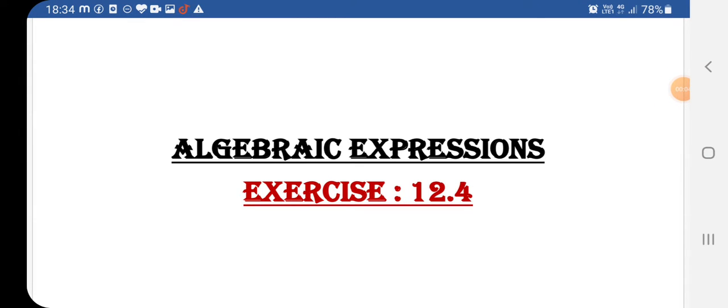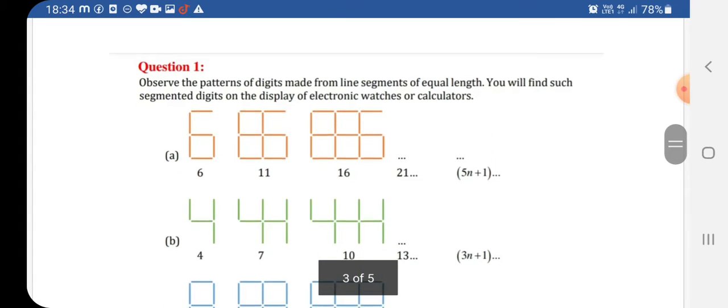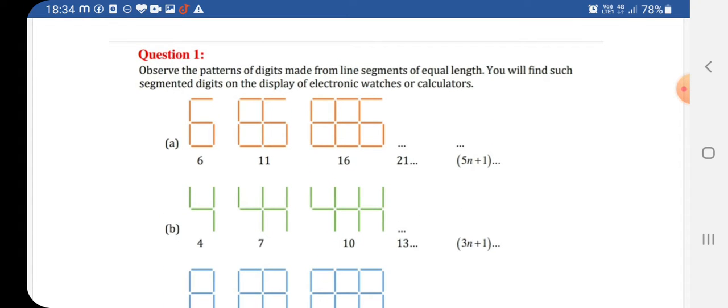Today, I'm going to start a new exercise of chapter number 12, Algebraic Expression. The exercise is 12.4. We know all the concepts regarding that, so we will start the exercise directly.